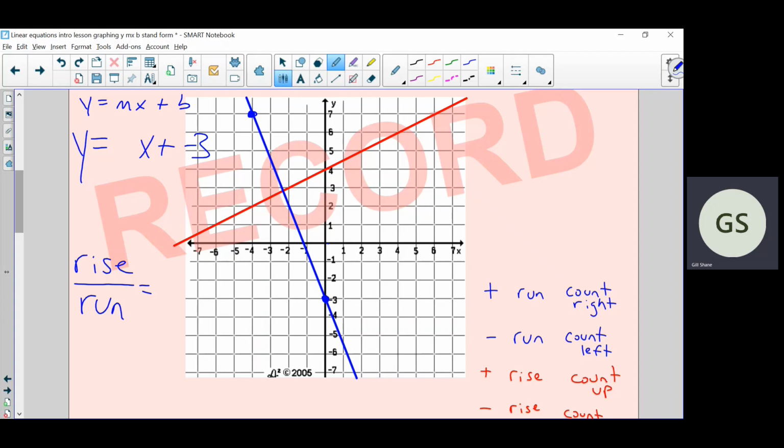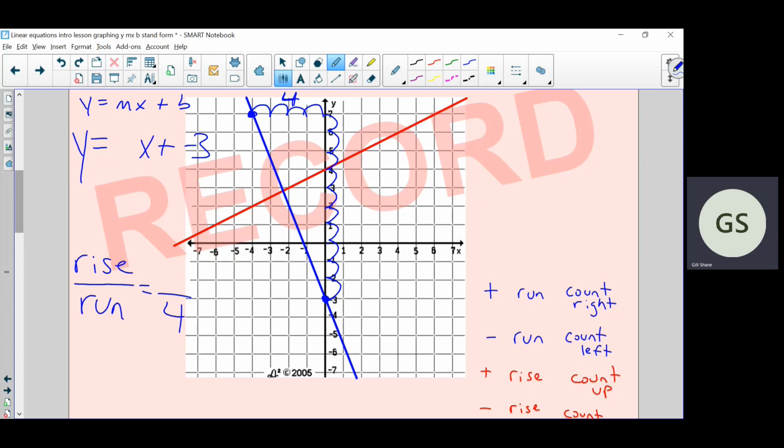So I would go 1, 2, 3, and if I'm getting directly above this, then I'm on the y-axis, which means 4. I'm not done yet. I'm just kind of pausing. And now I go down. So I would go 1, 2, 3, 4, 5, 6, 7, 8, 9, 10. So this would be a 4. Hopefully you can see that. That's a 4 as my run. It's positive because I went to the right.